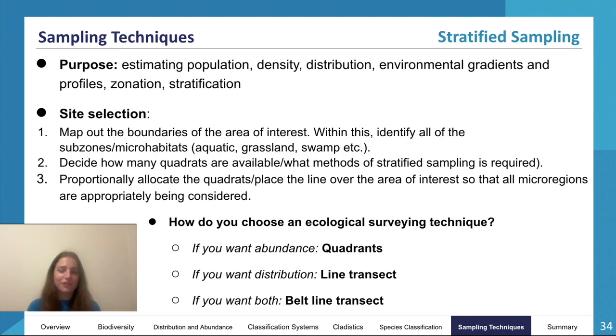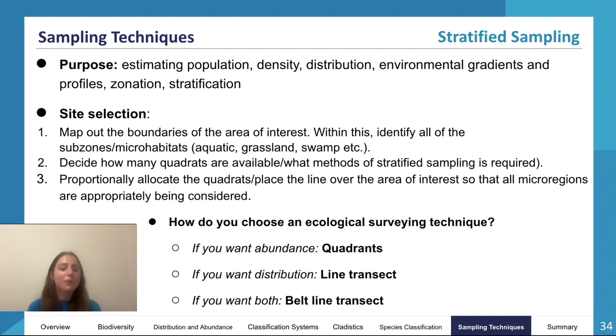Now comes the important part. You need to decide how many quadrants you have available, and because of that, choose your sampling method. So for stratified sampling, you've got to think proportionally. You need to make sure you're allocating your quadrants or placing your lines so that each microhabitat gets sampled appropriately.